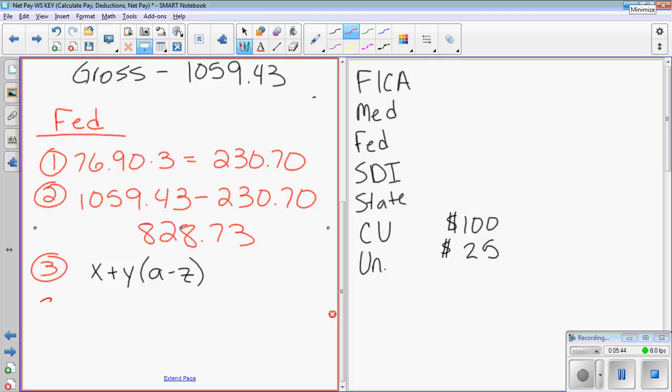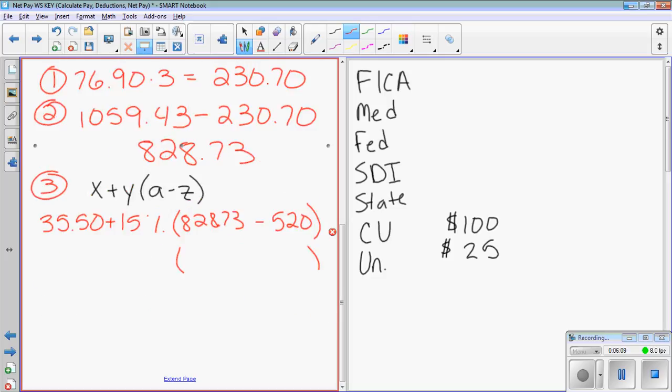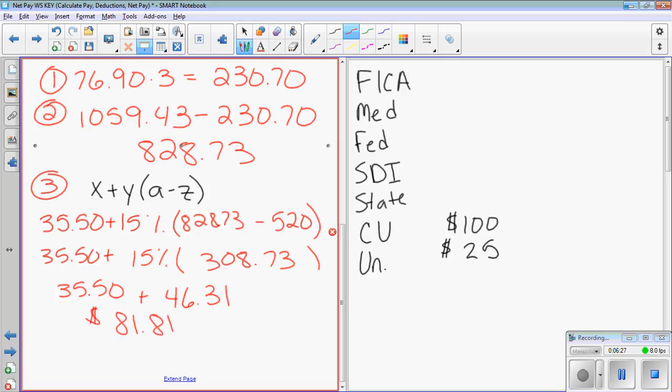I have $35.50 plus 15% of anything over 520. Step 2 was 828.73. Solve that using order of operations. I subtract first. That gives me 308.73 times 15%. Multiply first. I get 46.31 plus 35.50. And that gives me $81.81. That is his federal withholding.